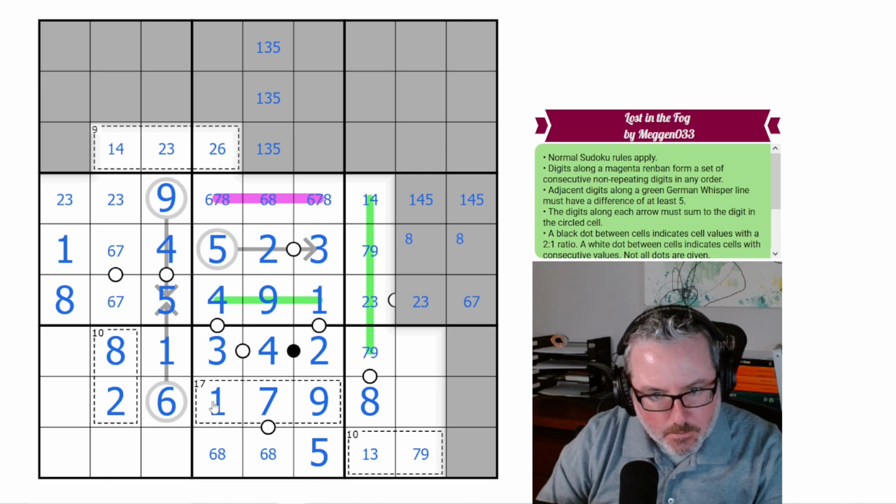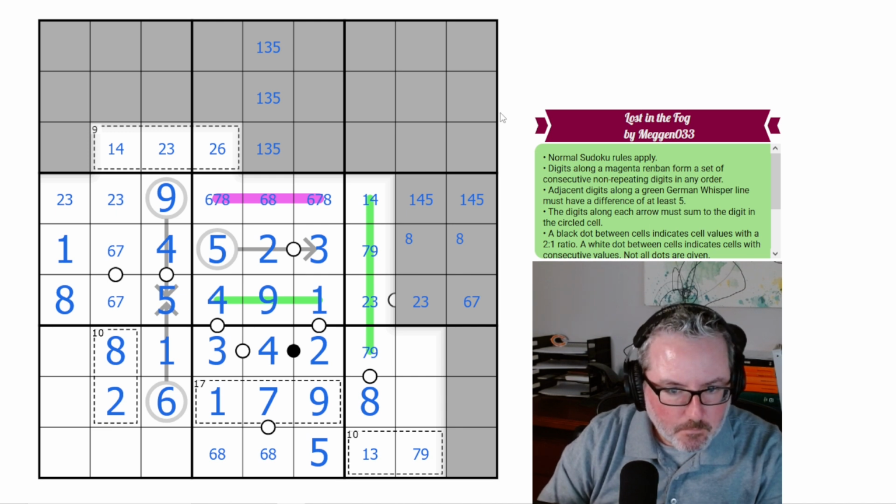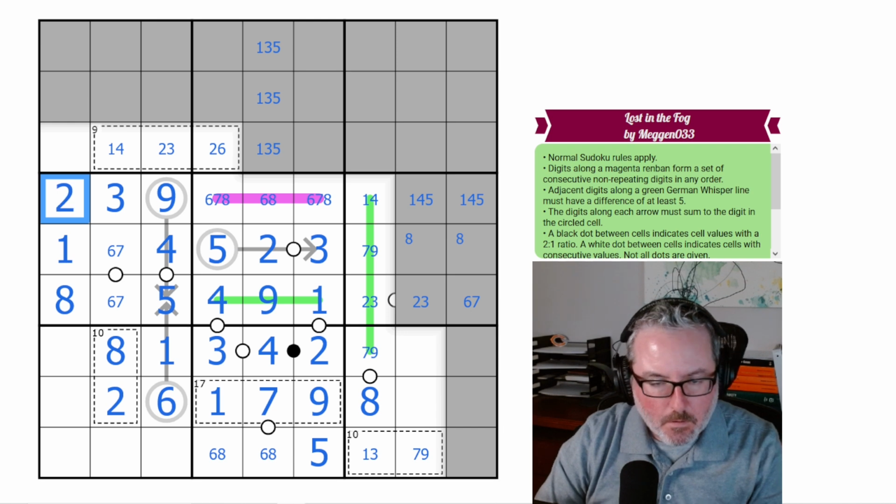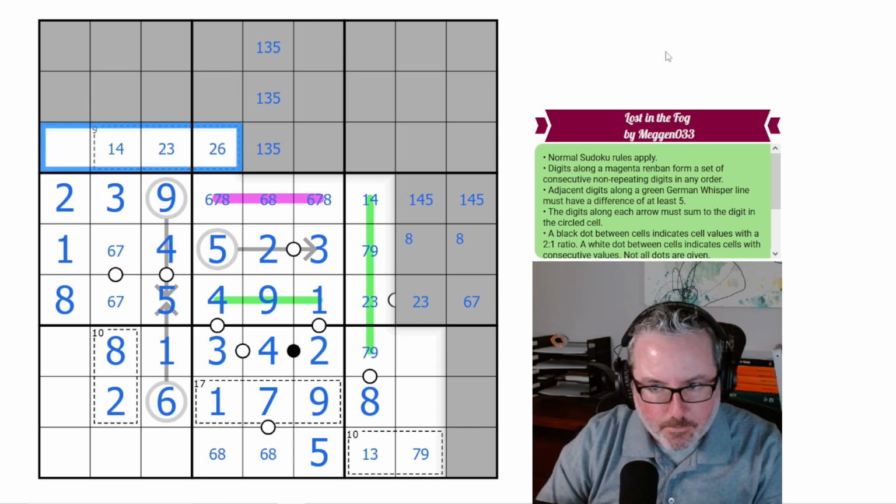Did I have anything else creep in here that I wasn't seeing on my 9? I don't believe so. Well, I do have something here. Sorry, the 2 sees this. This is 3 and 2. That didn't give me any further information, though.